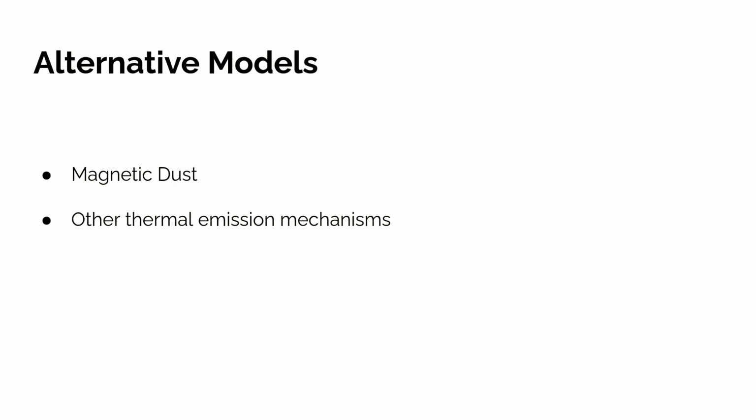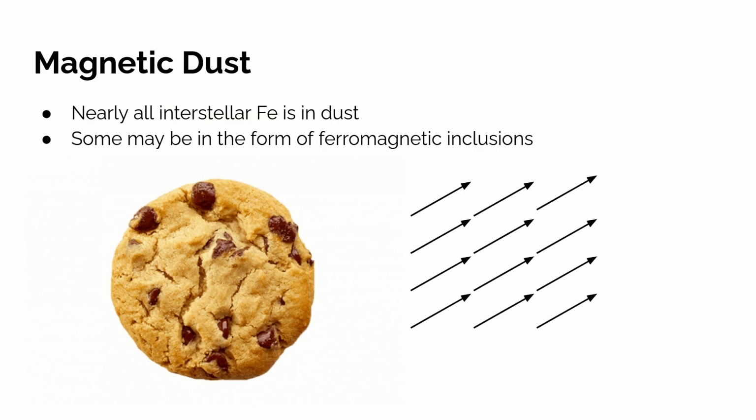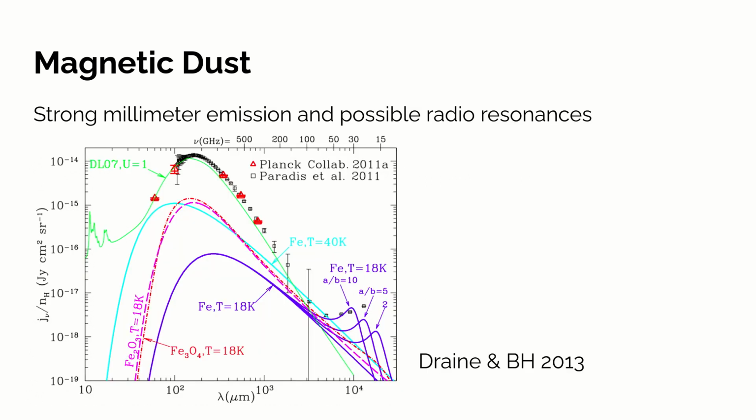So now let's talk about some alternative models that aren't the spinning dust model. First we'll talk about the magnetic dust model and some other emission mechanisms. The magnetic dust model is essentially the idea that these small grains will have iron inclusions, some iron atoms in there, similar to chocolate chips in a chocolate chip cookie, where some of these iron inclusions may appear as ferromagnetic inclusions, where they become aligned with the local magnetic field. If this is the case, then we would expect some strong millimeter emission and even some possible radio resonances to appear as the emission mechanism here.